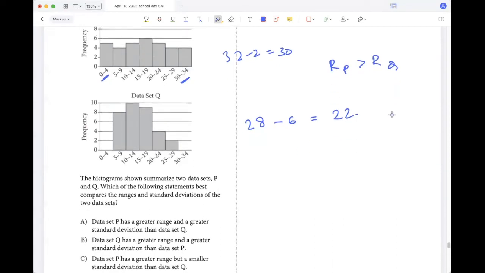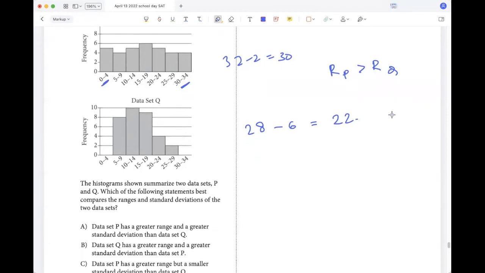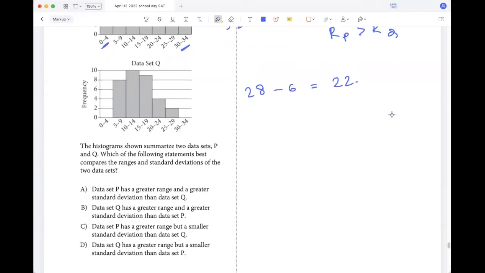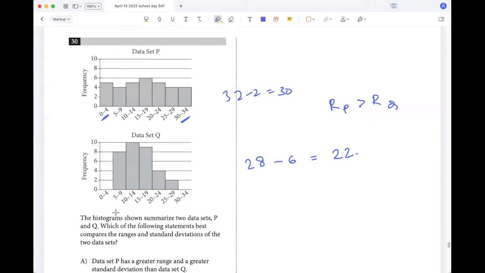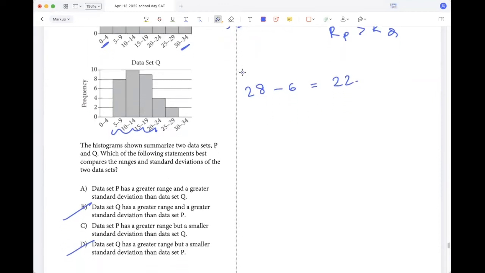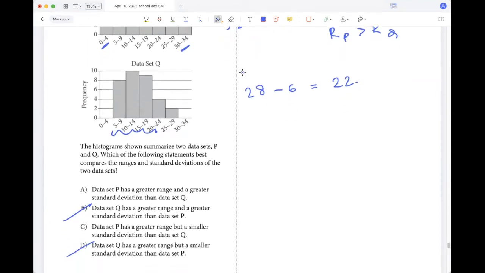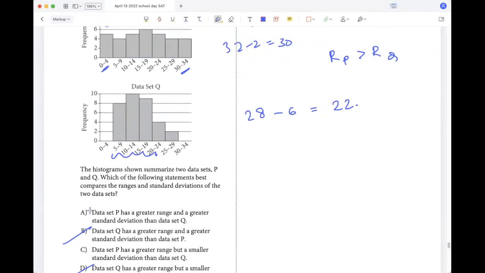So data set P has a greater range. So then B and D are out. Now this data is more bunched together while this is more spread out. So the standard deviation for P will also be greater than the standard deviation for Q. So data set P has a greater range and a greater standard deviation. So option A.